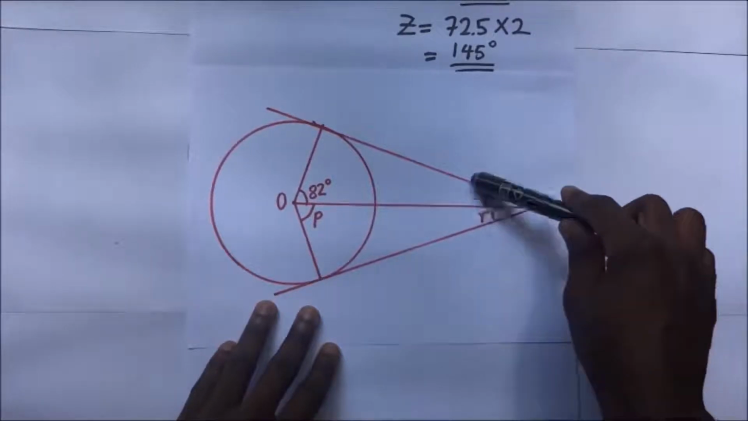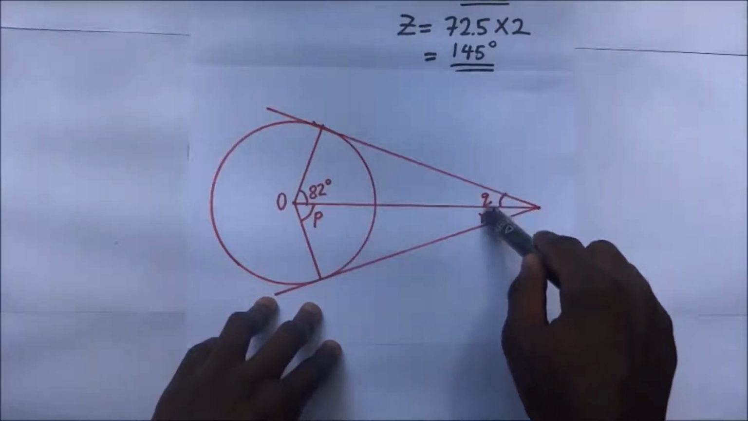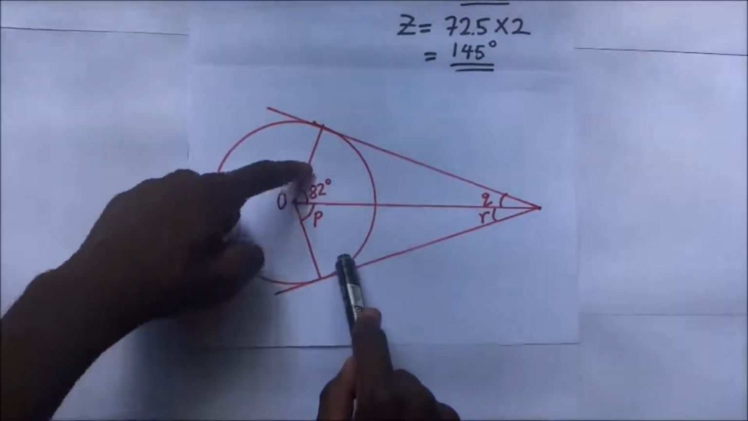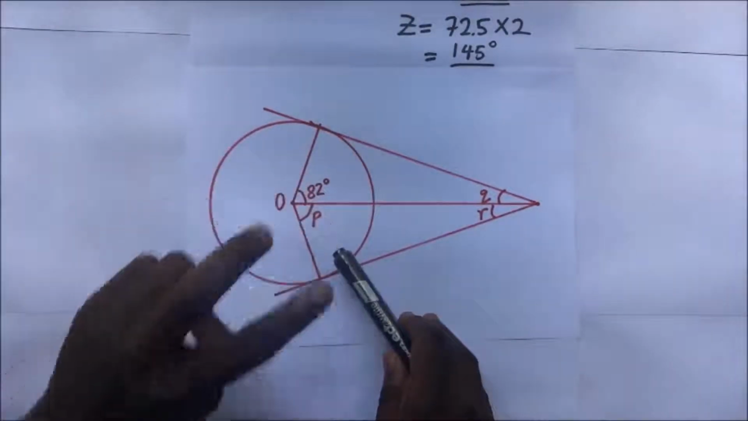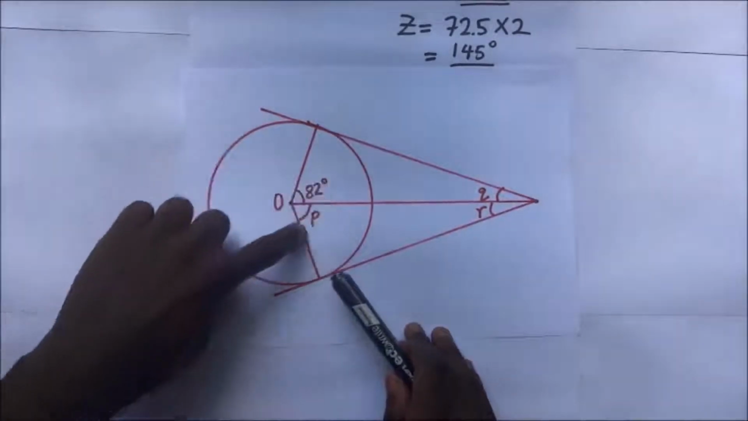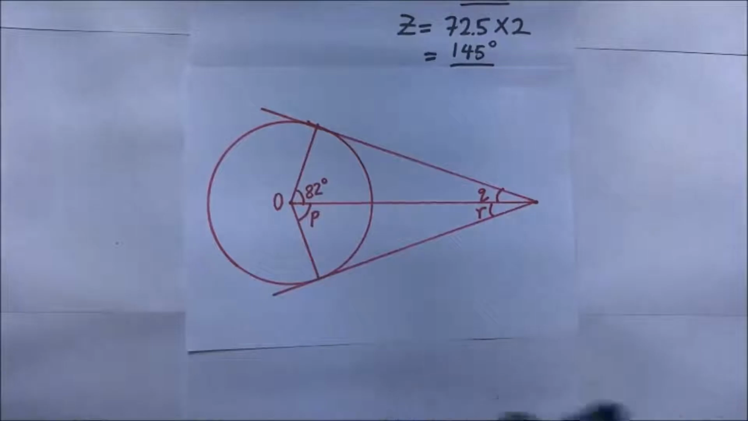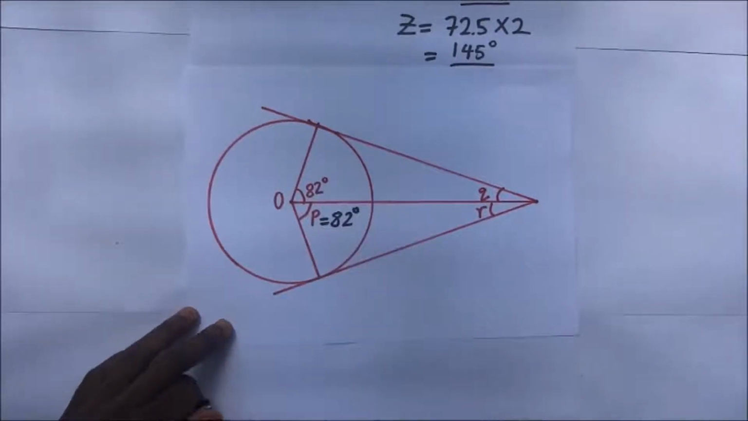So if it's bisecting this angle, according to our earlier property, it means that the value of q and the value of r are the same. Likewise here, this angle is also being bisected, or divided into 2 equal angles. So if this angle is 82 degrees, it means that the value of p is also 82 degrees. So straight away here we know that the value of P is 82 degrees.